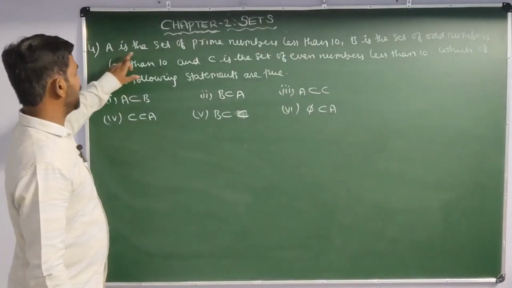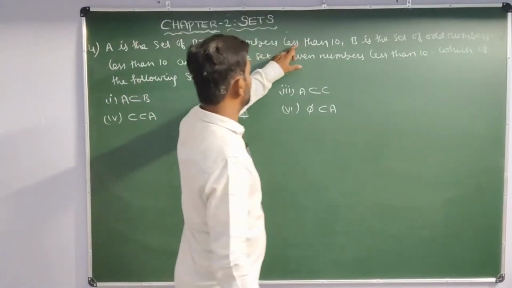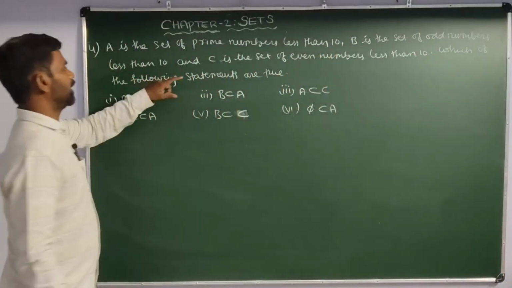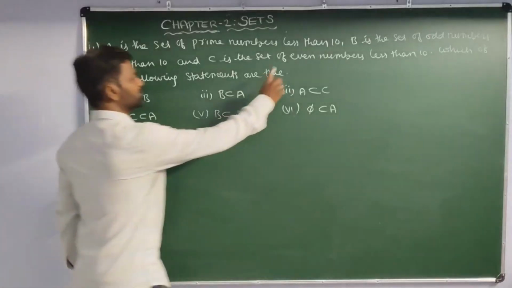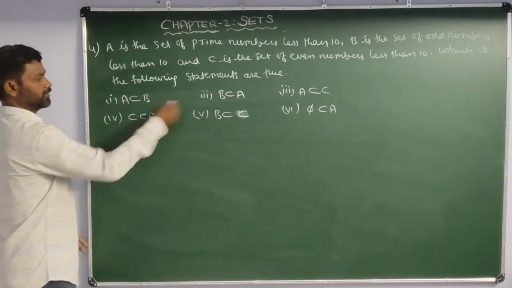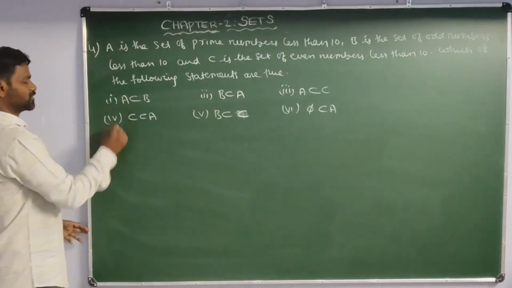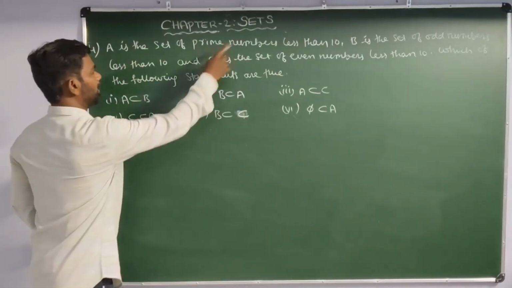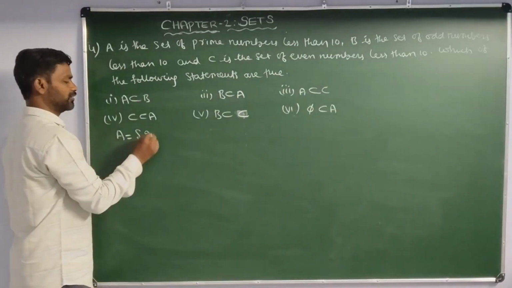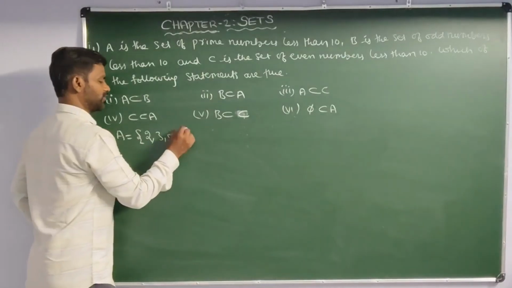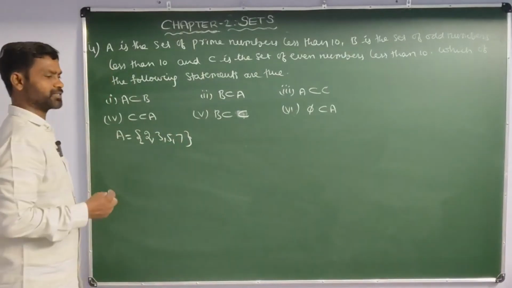Next, fourth question. A is a set of prime numbers less than 10 and B is a set of odd numbers less than 10 and C is a set of even numbers less than 10. Which of the following statements are true? Here he has given some questions. First of all, we have to write the elements of set A. What are the elements of set A? Prime numbers less than 10. So what are the prime numbers less than 10? 2, 3, 5, 7. These are the prime numbers less than 10.